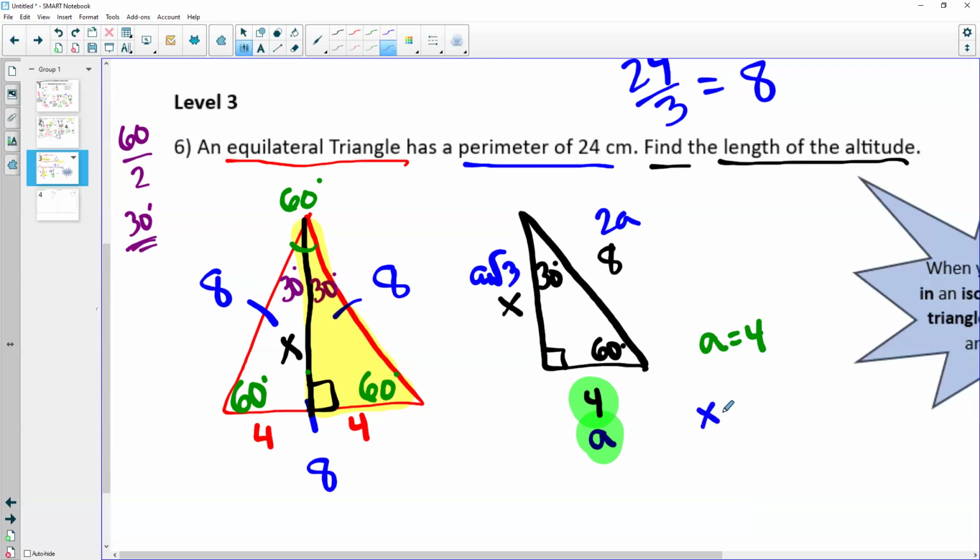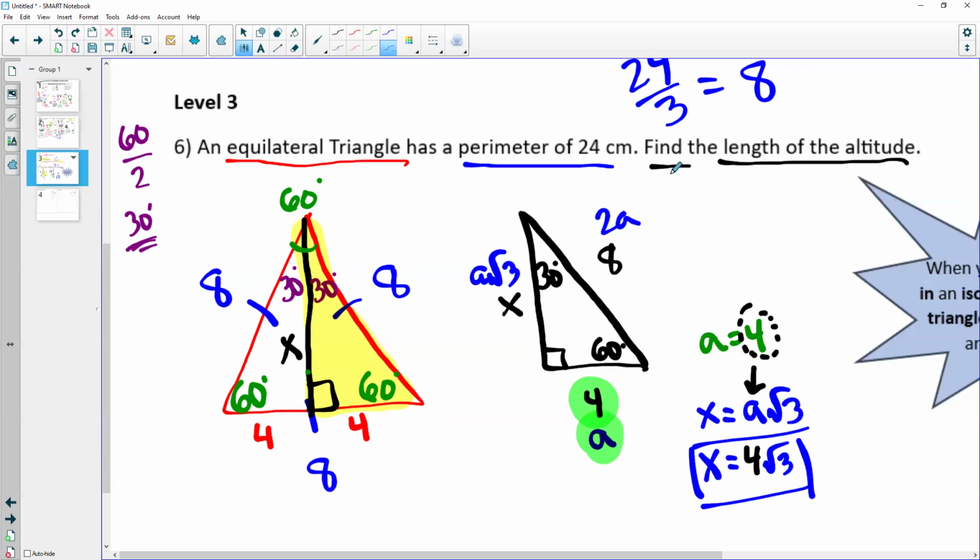x is given by our a square root of 3 side. So x is equal to a square root of 3. Understanding this, we already know the value of a. The value of a is 4, so plug it in. What we get here is that x has to equal a, which is 4, multiplied by the square root of 3. So x is equal to 4 square root of 3.